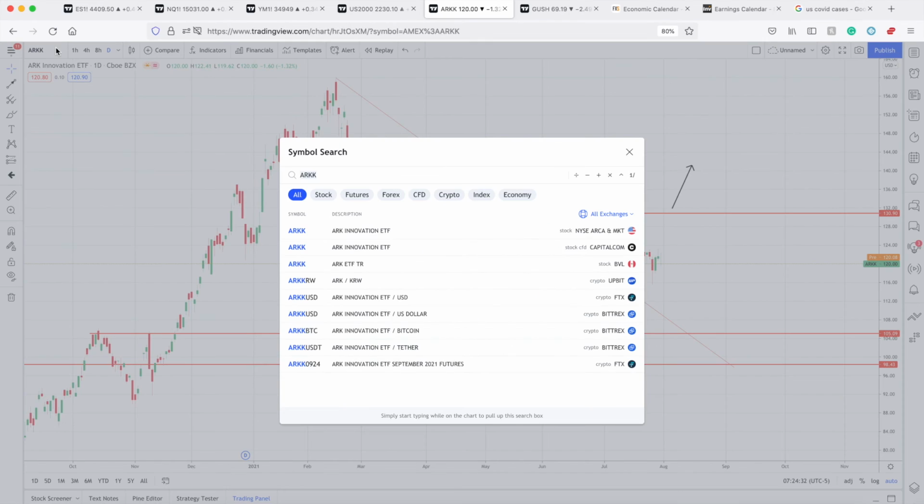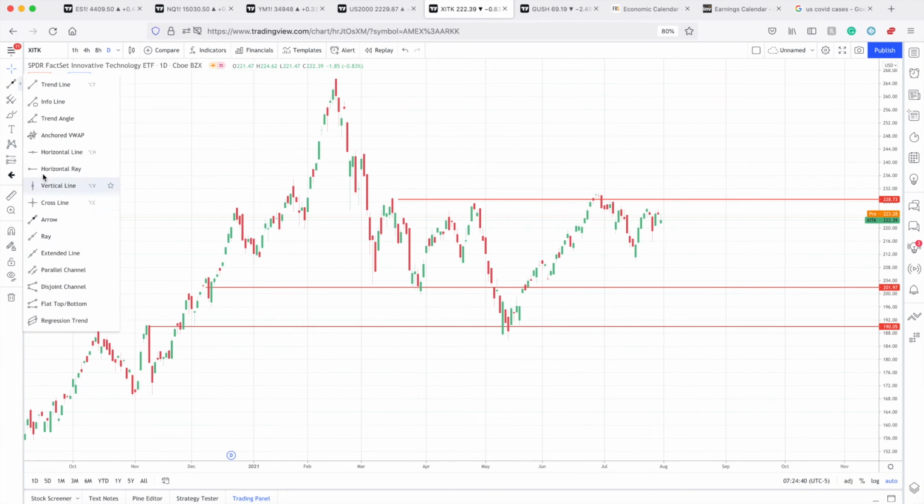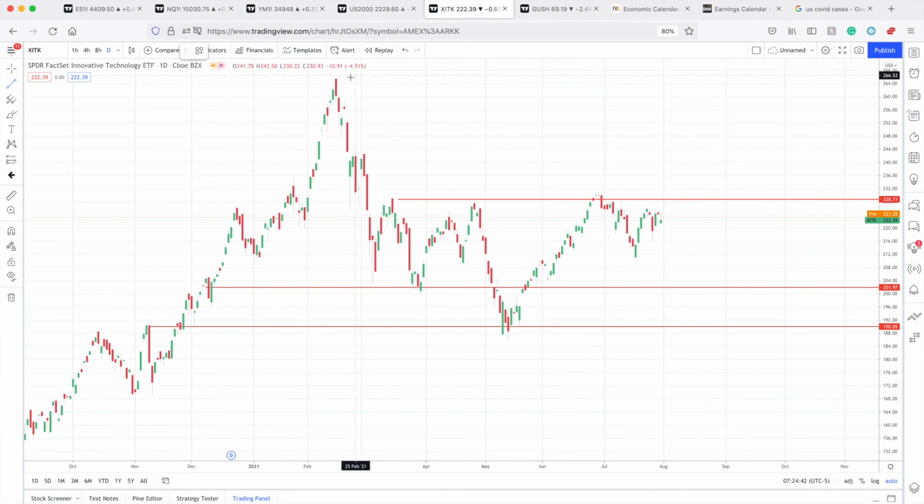If you look at XITK, we also see something similar. We also got rejected here, just like the ARK. And you can also kind of draw a breakout somewhat, with breakout, retest, maybe resume off. And again, just like the ARK ETF, I want to see a break above 228 for XITK.